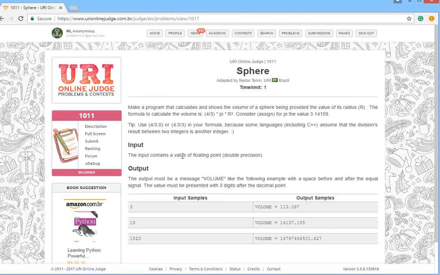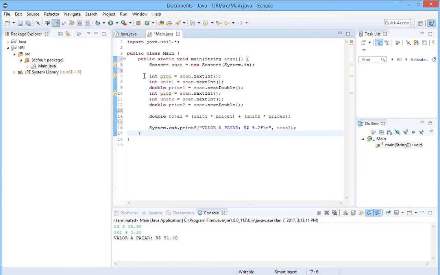Okay, the input consists of a value of floating point. Our input is a floating point or a double number, and that is the radius. And for the output, we should print out this message: volume, a space, equal sign, a space, and after that, our calculation. Okay, here everything is ready. We have the formula, and then let's go to Eclipse.